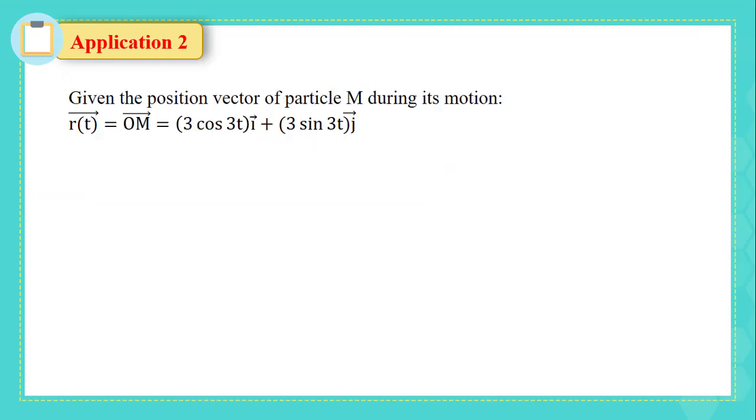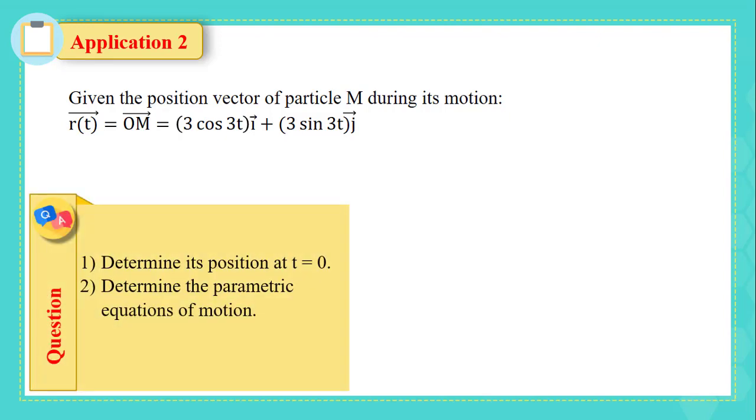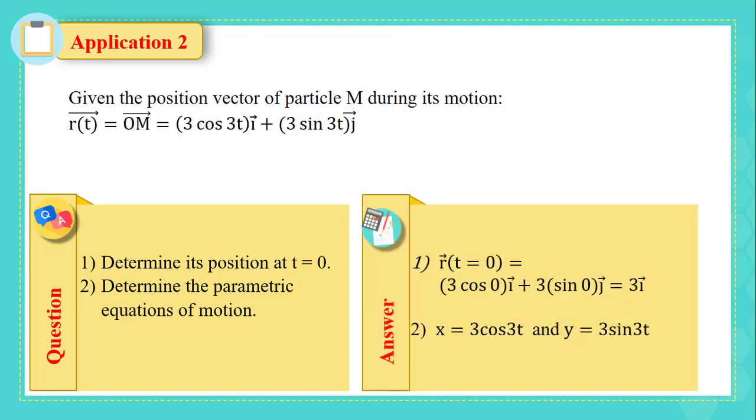Application number 2. Given the position vector of particle M during its motion, r of t is equal to OM is equal to 3 cosine 3t i plus 3 sine 3t j. Part 1. Determine its position at time t equal to 0. We have to substitute in the equation t equal to 0. We know that cosine 0 is equal to 1 and sine 0 is equal to 0. Then it will give 3i.